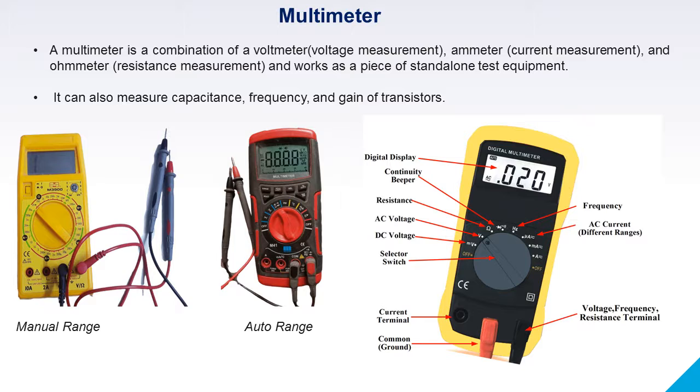Third instrument, which is most widely used in industrial sector, commercial sector, even the residential sector, that is multimeter. There are various types of multimeters available in the market. You can see the various types are shown over here. A multimeter is a combination of voltmeter, ammeter, and ohm meter, and it works as a piece of stand-alone test equipment. What types of measurement we can make using the multimeter? Those are voltage measurement, current measurement, resistance measurement. It also measures capacitance value, frequency, and gain of the transistor.